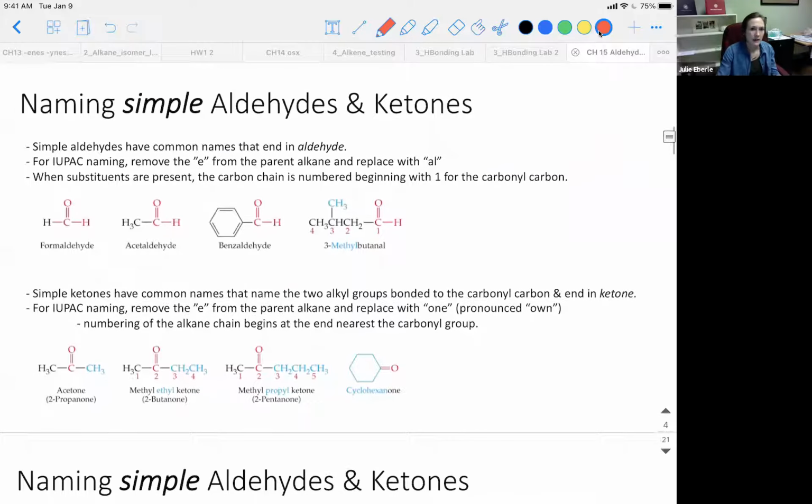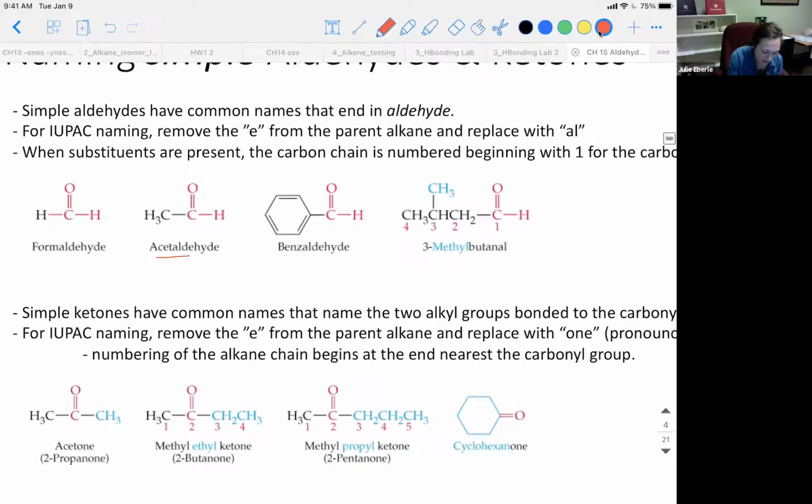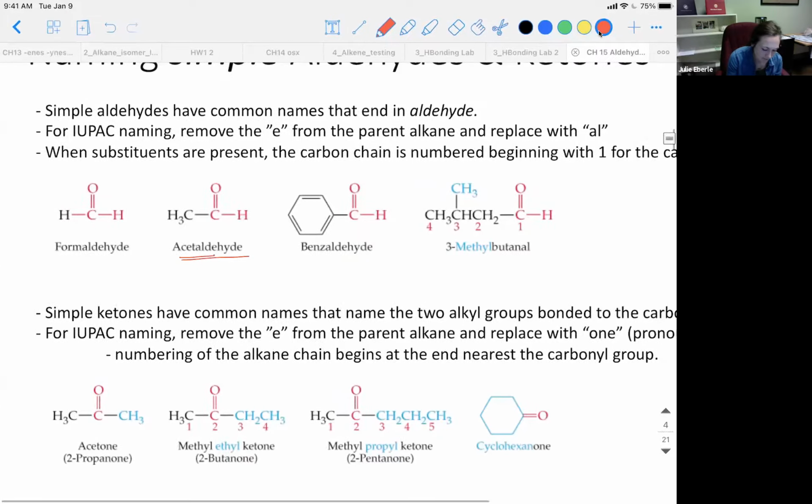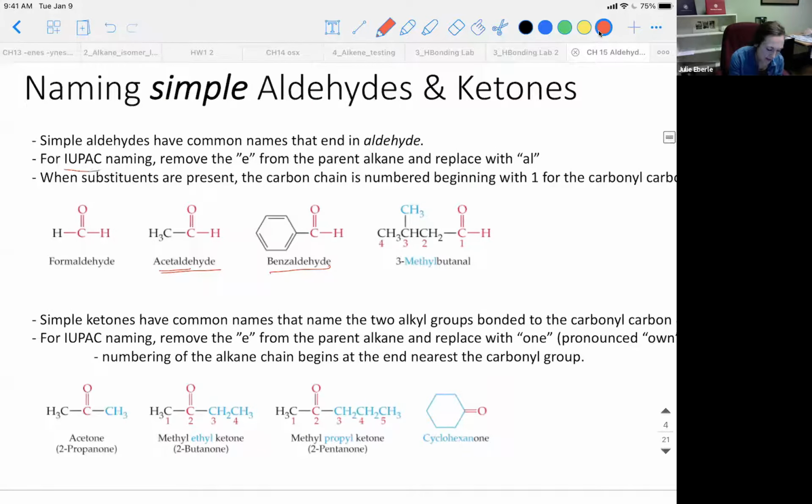Okay, naming. Aldehyde is pretty simple. You just put the word aldehyde on the end, and you smush it into one word. For example, benzaldehyde. Now, for IUPAC naming, that's the common name, sorry. Simple aldehydes have common names that end in aldehyde. For IUPAC naming, you take the E off from the parent alkane and you replace it with AL.